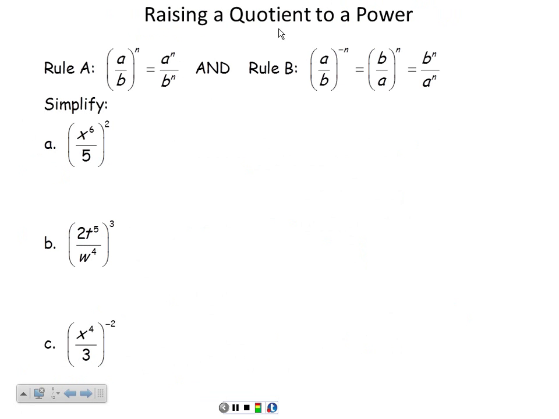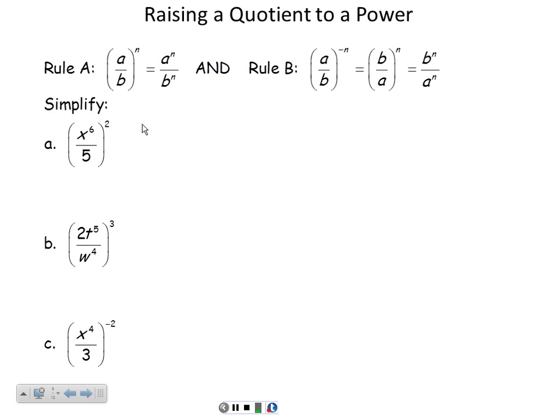Okay, raising a quotient to a power. What this means is I have a quotient on the inside. So I'm dividing things on the inside, raised to an external power. Well, again, everything on the inside gets raised to that external power.